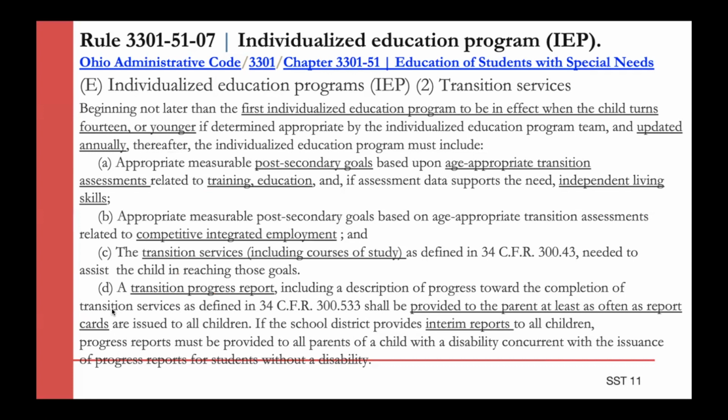Post-secondary goals and age-appropriate transition assessments related to education, competitive integrated employment, and if applicable, independent living must be completed. Transition services, including course of study, must be identified, and a transition progress report is required to be provided to the parent at least as often as report cards, and if applicable, during interims. So again, we've always known we needed to do progress reports, but now it's clearly stated in those operating standards that it is required.